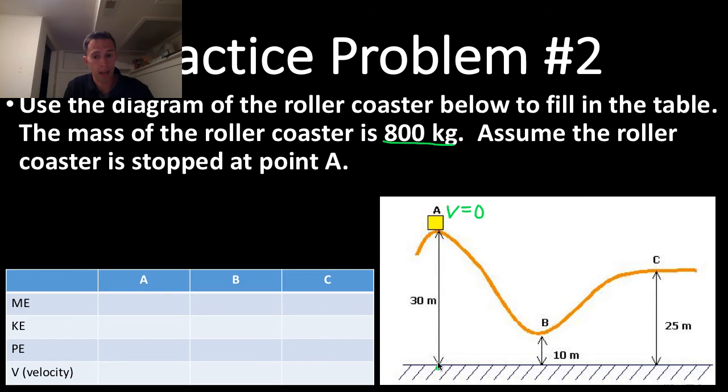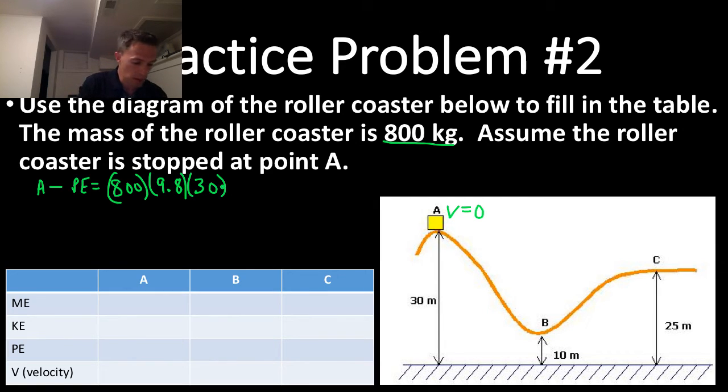That's all we know so far. We do know it has heights on this diagram of the roller coaster, and we know that it starts with a velocity of 0. So let's start at position A. I always think the easiest place to start is finding potential energy. So at position A, let's find its potential energy. That's equal to mgh. So its mass was 800. g is 9.8. And its height at position A is 30 meters. So 30 goes there.